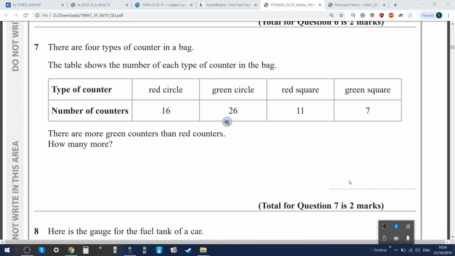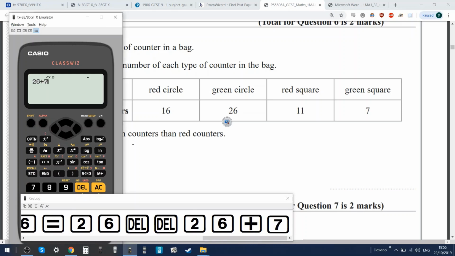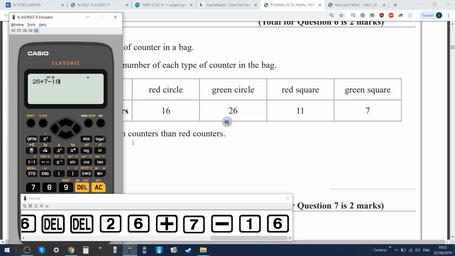Question 7. So how do we do this? There are 4 types of counters in a bag. The table shows the number of each type of counter in the bag. There are more green counters than red counters. How many more? How do you think you do that? Spot the difference. How many more greens than reds? It's just greens take away reds. How many greens? How many reds? 26 of one green and 7 of one other green. Take away 16 red circle and take away 11 red square. The answer is 6. I bet it isn't.